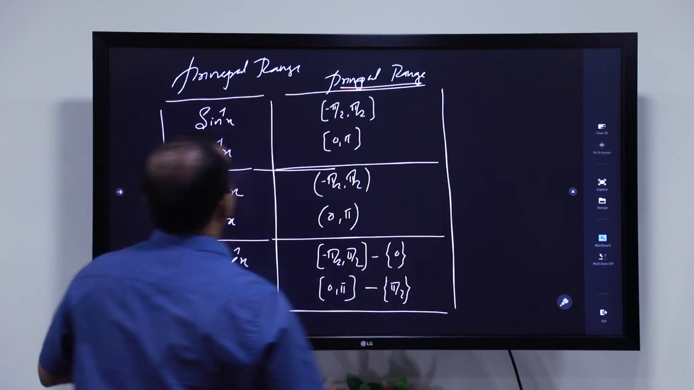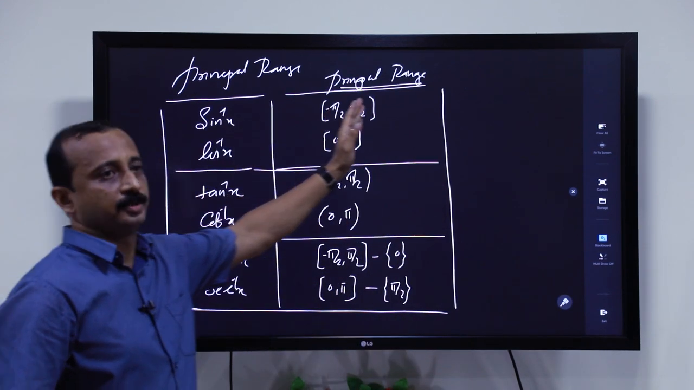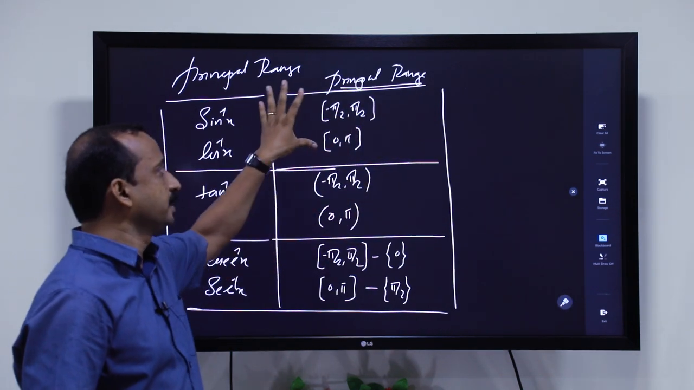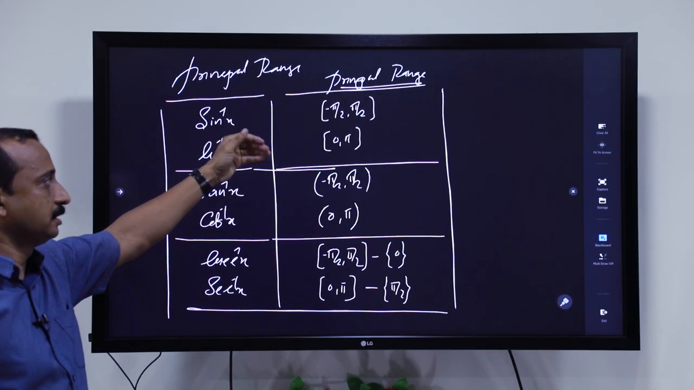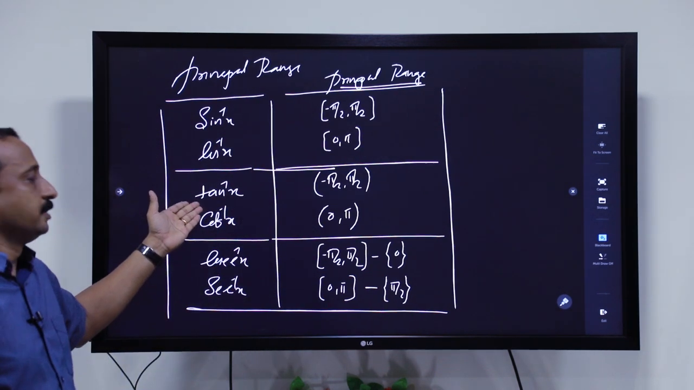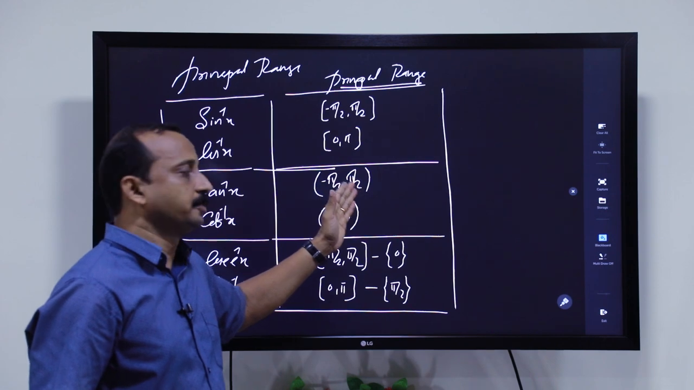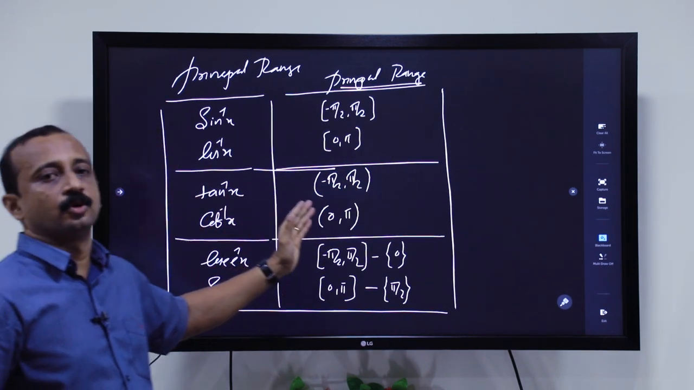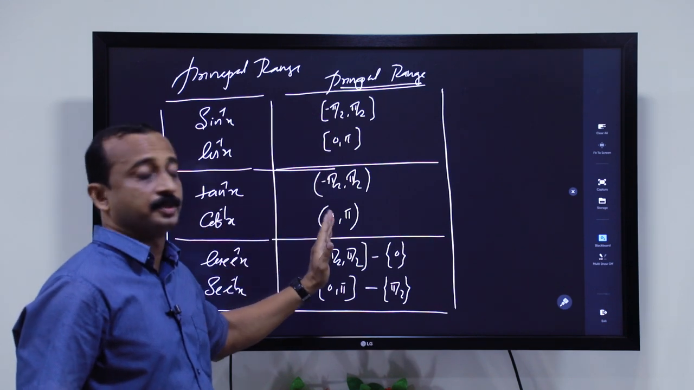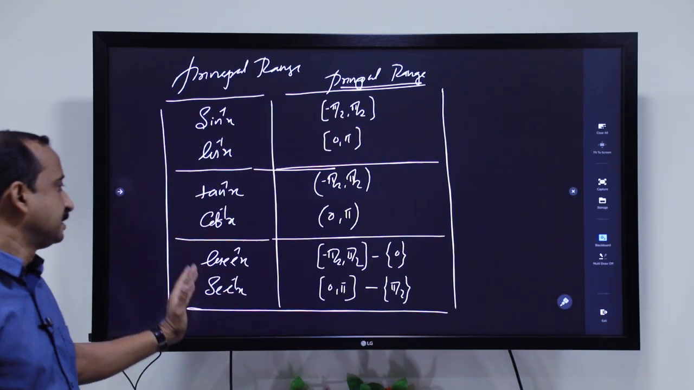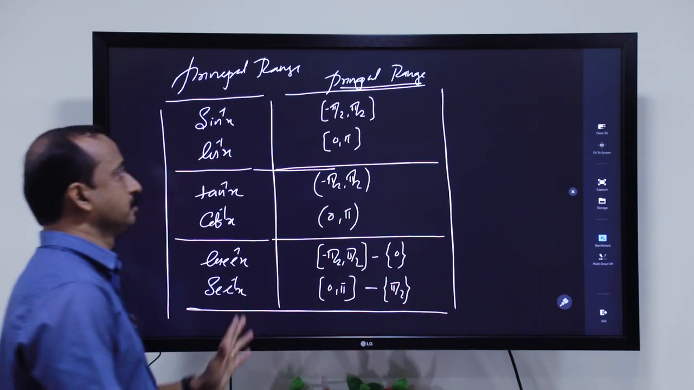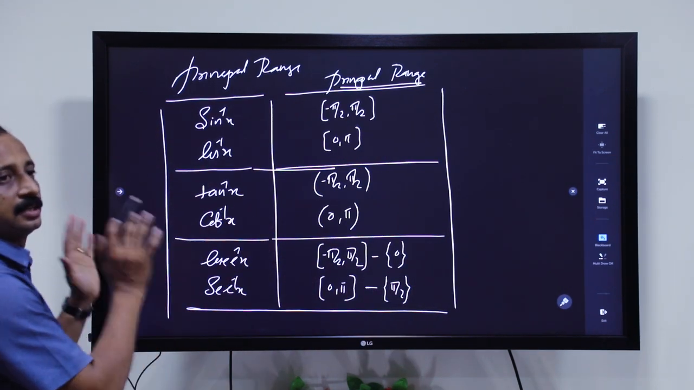Sine inverse x principal range is the closed interval minus pi by 2 to plus pi by 2. Cos inverse x range is 0 to pi. First learn these two ranges by heart, then all the other four are easily found. Tan inverse x is the open interval minus pi by 2 to plus pi by 2. Cot inverse x is the open interval 0 to pi. Then cosec inverse x is the closed interval minus pi by 2 to plus pi by 2, excluding the middle value 0. Sec inverse x is the closed interval 0 to pi, excluding the middle value pi by 2. First of all, learn these formulas by heart.